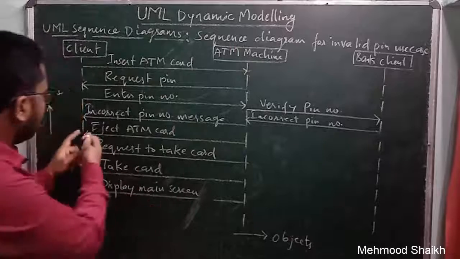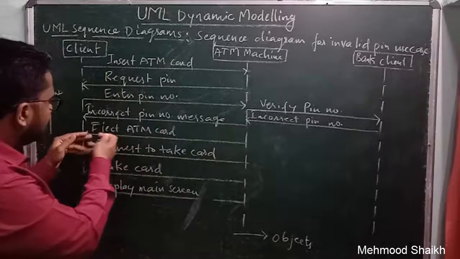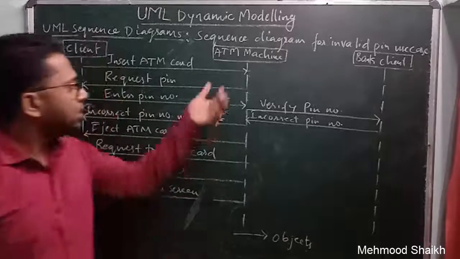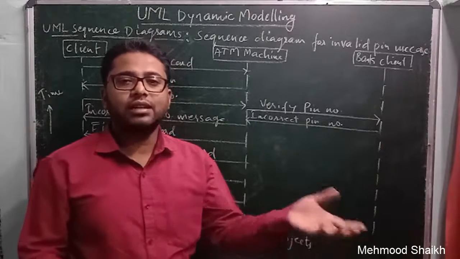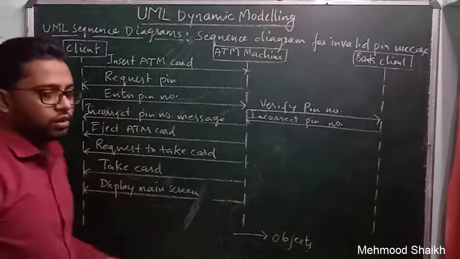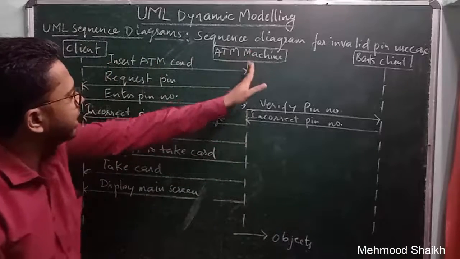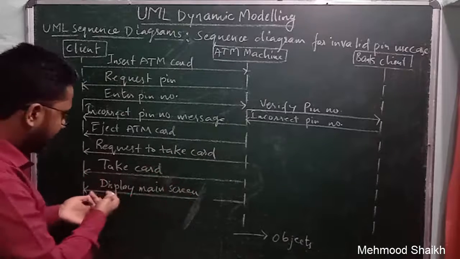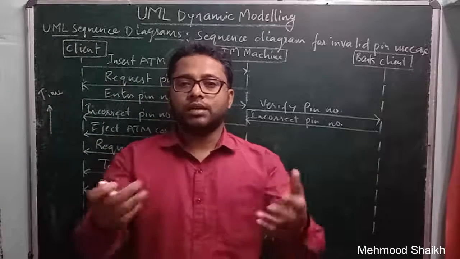Next, once the user receives this incorrect pin number message, another message starts displaying to the client: eject ATM card. When the machine displays that you have entered the wrong password, it will start ejecting the card. Once the ATM machine ejects the card, a request to take the card will be displayed on the screen, and that message is also sent from the ATM machine to the client. Then you take the card, and once you take the card from the ATM machine, it will display the main screen.